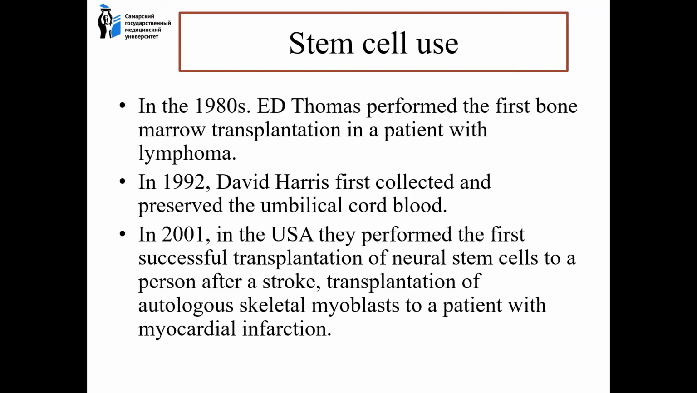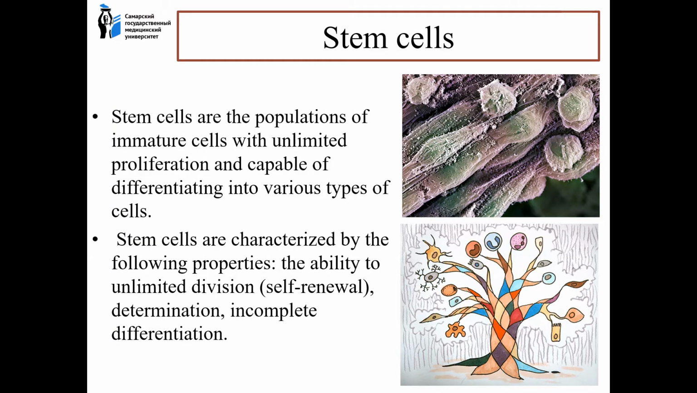What are stem cells? Stem cells are populations of immature cells with unlimited proliferation and capable of differentiating into various types of cells. Stem cells are characterized by the following properties. The ability to unlimited division, self-renewal. The next one, determination. And the next one, complete differentiation.